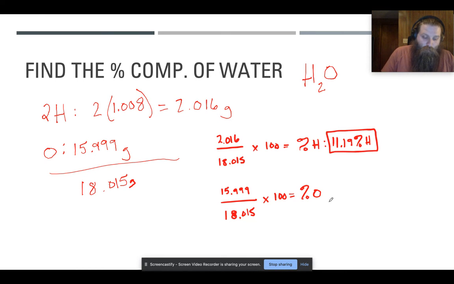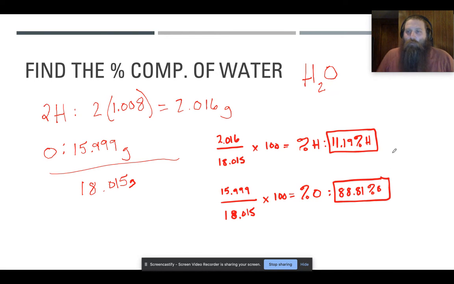And 15.999 divided by 18.015 times 100 is 88.81% oxygen. Now, here's the cool thing about percent composition. You should never, ever, ever get one of these wrong, because these 2 numbers have to add up to 100%. If they don't add up to 100%, you know something's wrong. Now, if you add them up and you get like 99.4, okay, you have a little rounding issue, not a big deal. Anything outside of 99 or 101, though, you need to look a little closer, okay? So there's our 2 answers.